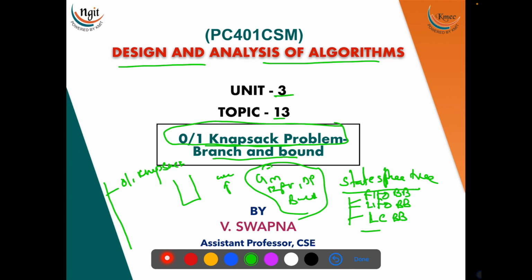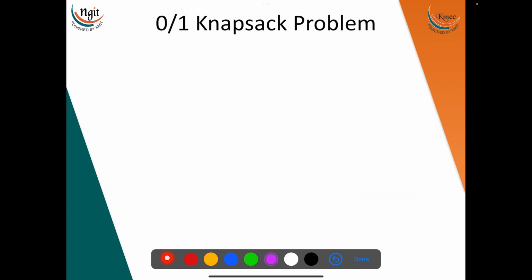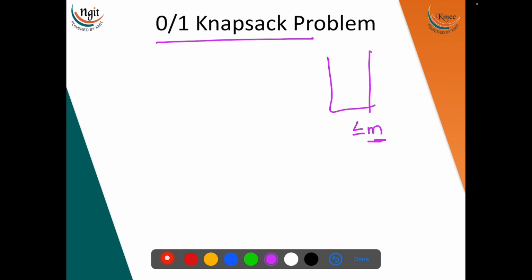Now I am going to use least cost branch and bound to find a solution for this problem. You can also use the other two, but as far as the syllabus is concerned, I am going to talk about the 0/1 knapsack problem, finding the solution using branch and bound and this least cost branch and bound technique. Now let's get started. So, the 0/1 knapsack problem. The objective of this problem is to fill the bag with those objects such that the total weight of the objects included in the bag should be less than or equal to the capacity.